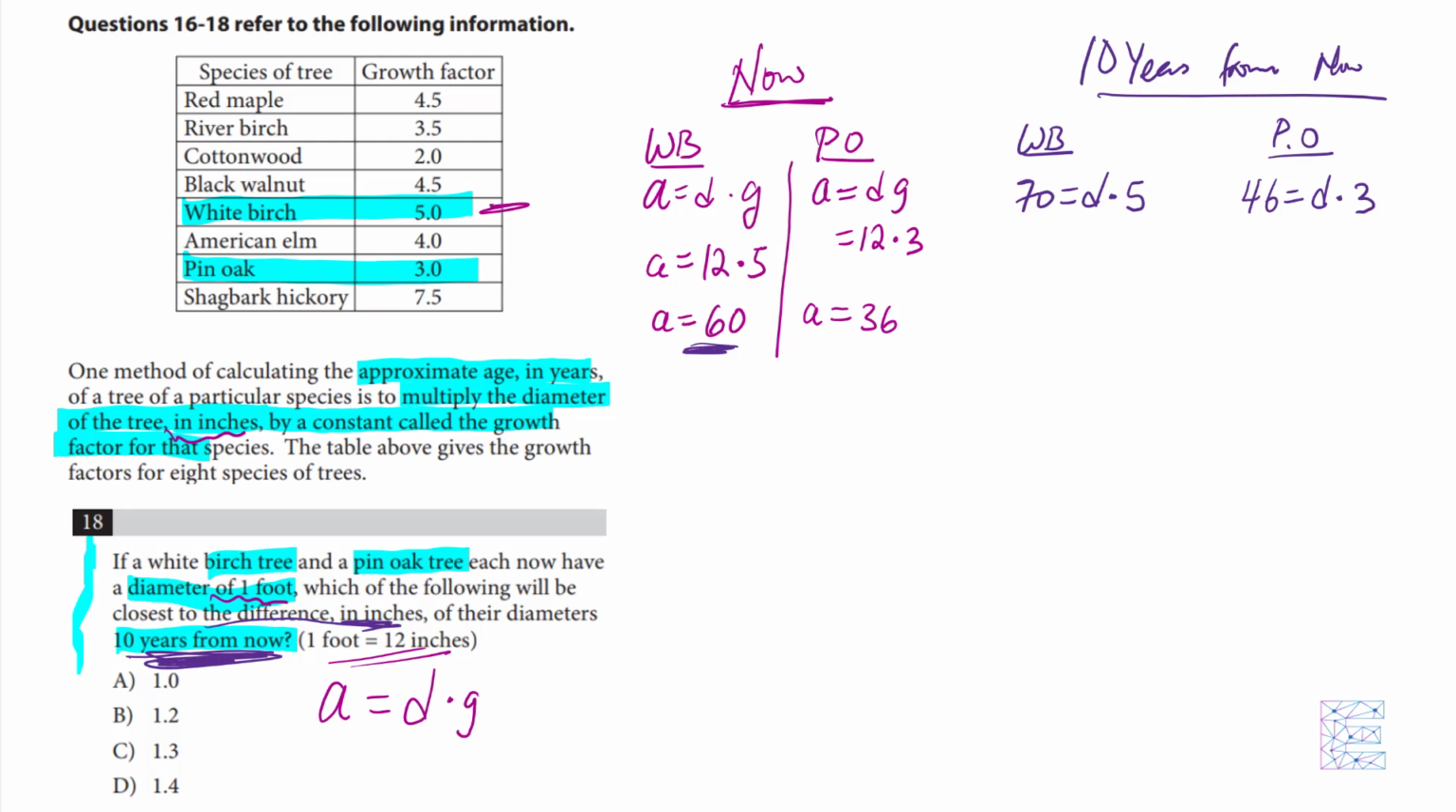The rest is basically just using the calculator, I believe. Divide each side by 5. And for the pin oak, divide each side by 3. Then we'll find that the diameter of the white birch is 14, and the diameter of the pin oak is 15.33. The question was asking for the difference between those 2 diameters, so we'll subtract these. 15.33 minus 14 is right around 1.3, which makes C the correct answer to this question.